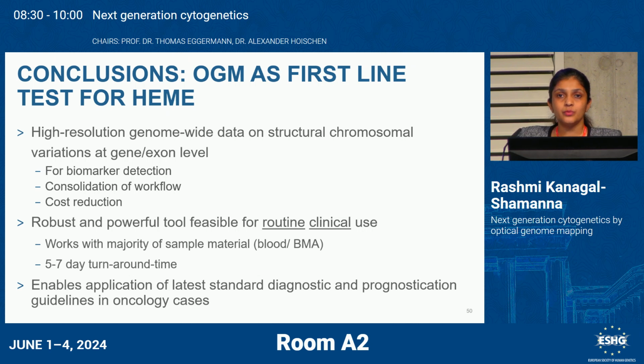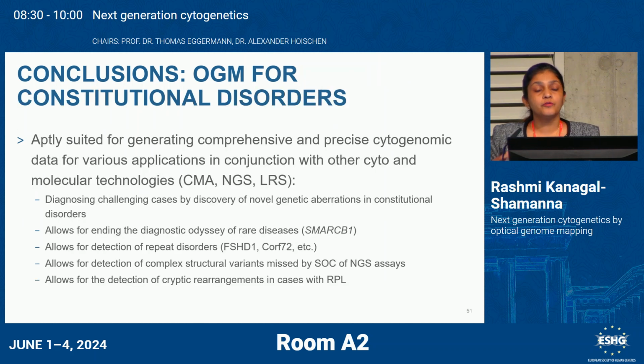And it can provide data within a 5 to 7 day turnaround time, and that's very implementable for these patients. Overall, it enables application of the standard diagnostic and prognostic guidelines like the ELN criteria for these patients, so we can practice at the highest level of care. And for constitutional disorders, we've seen that OGM is very aptly suited to generate comprehensive and accurate cytogenomic data in conjunction with other existing techniques like microarray or sequencing, et cetera.